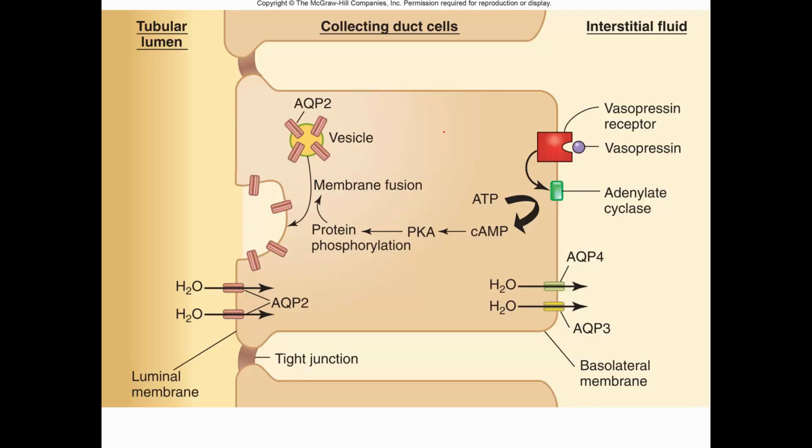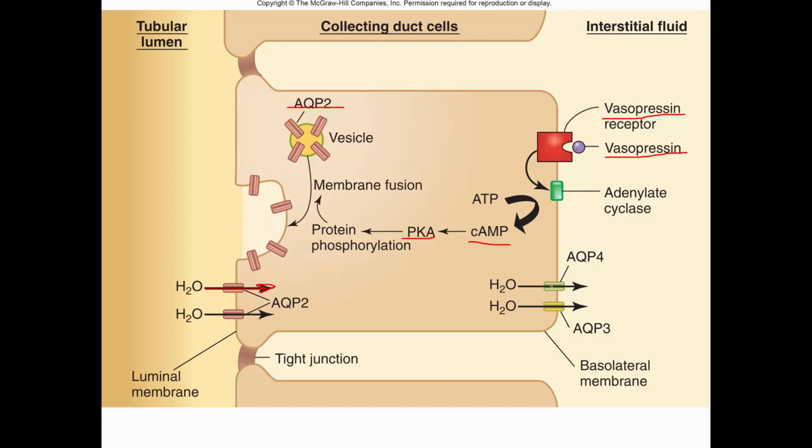So that ADH, and here we see vasopressin. Vasopressin and ADH are the same peptide. Vasopressin binds to its receptor. This is a G protein coupled receptor, so we activate adenylyl cyclase. Cyclic AMP, through protein kinase A, phosphorylates proteins, and we have vesicles of a certain kind of aquaporin, aquaporin 2, that gets inserted into the membrane, and now there's a way for water to cross the cell.